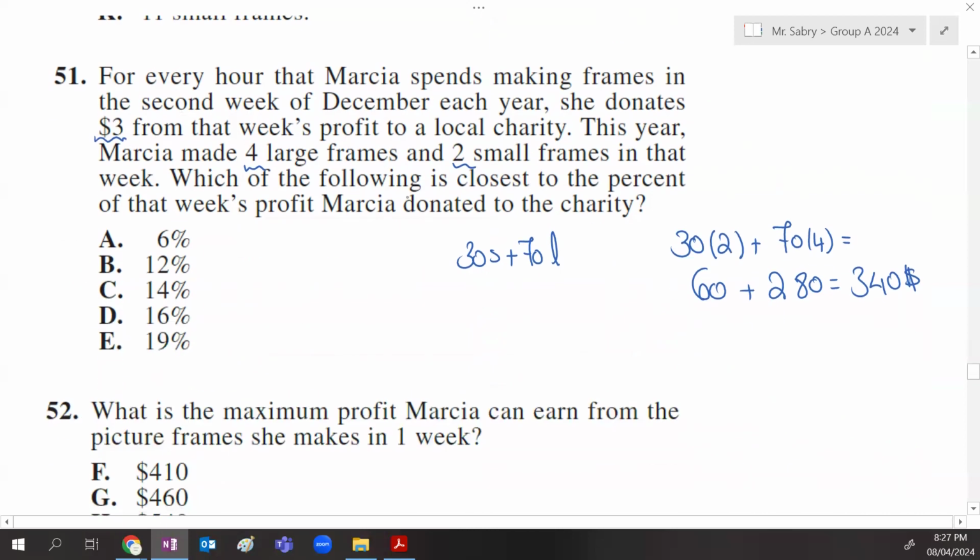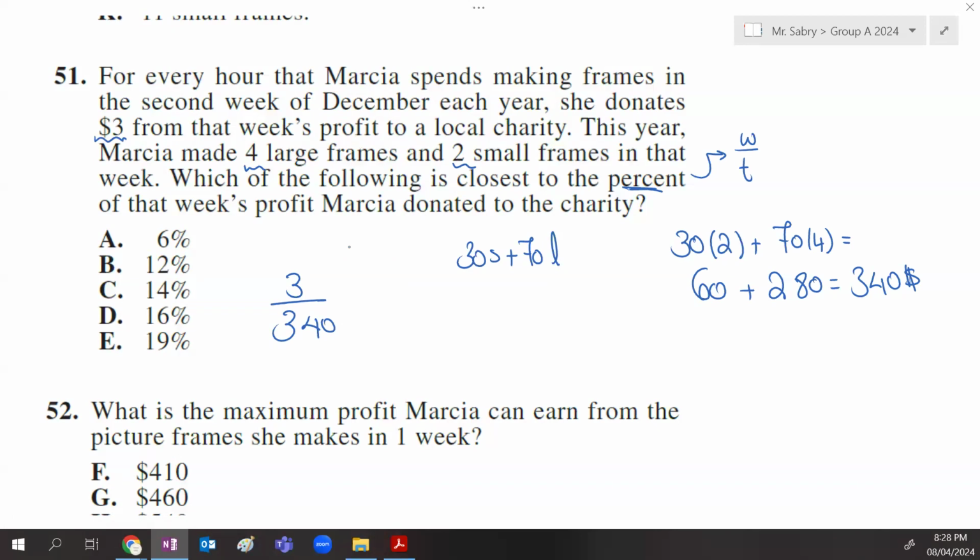They need to know which of the following is closest to the percent. Percent means we're going to do the part over the total of the week's profit donated to charity. Apparently, she donated 3, that's the wanted out of the total of 340. I think that is 6%, but I'm going to confirm. Maybe I calculated 3 over 380 instead of 3 over 340.